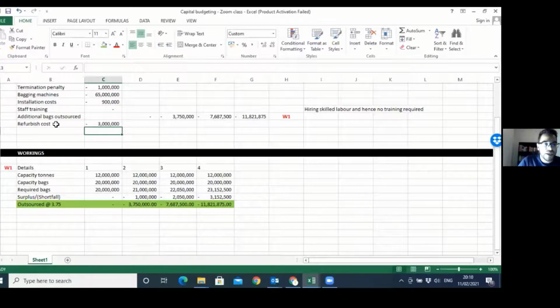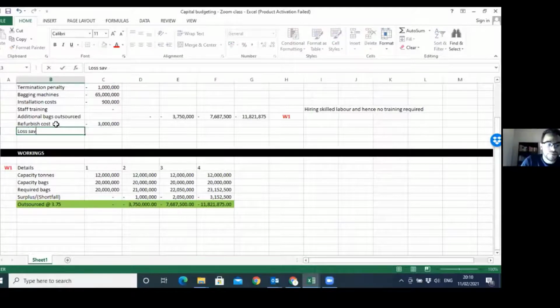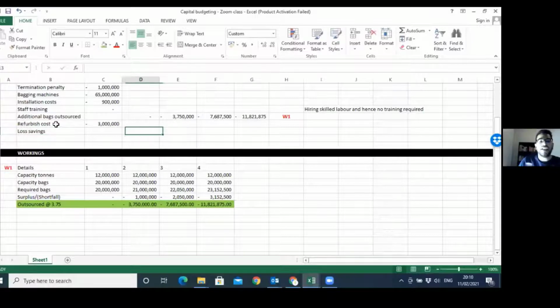Okay. Then we have a lost savings. The lost savings, when the cafeteria was running, we incurred a loss of 300,000 Rand per annum. Now that the cafeteria is no longer running, we're no longer incurring that 300,000 Rand, so we're actually making a savings. So therefore, we include the 300,000 Rand.